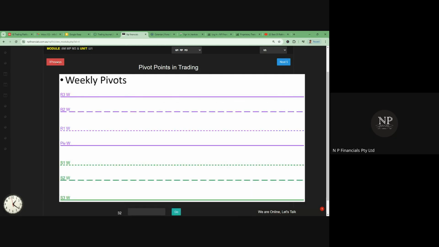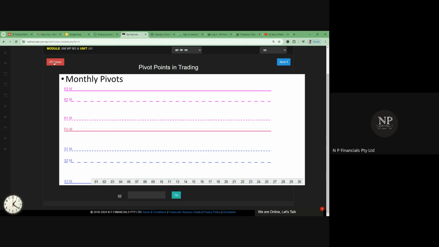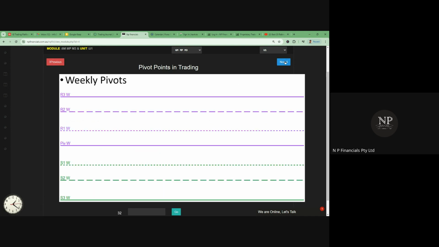Now, the monthly pivot will be used if we are using a daily or a 2-day chart. But weekly pivots will be used if we are using a 4 hourly chart. The 4 hourly chart will be used in Forex Professional.